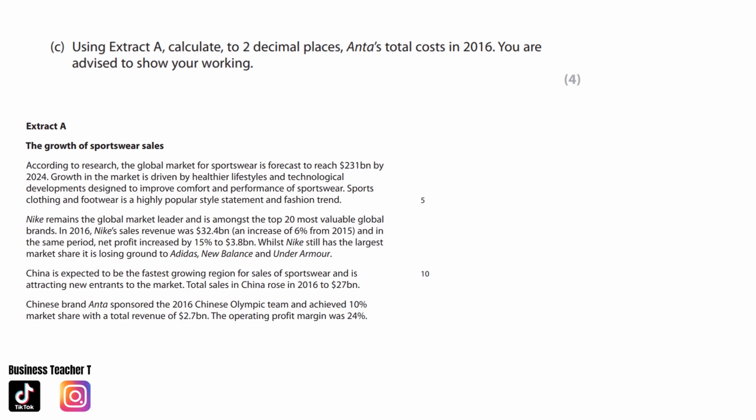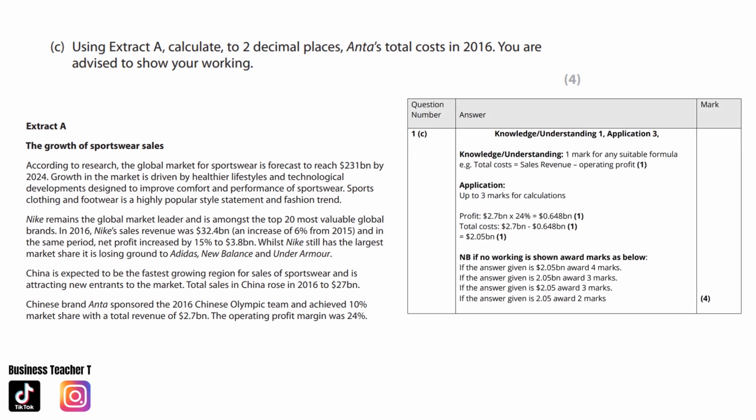China is expected to be the fastest growing region for sales of sportswear and is attracting new entrants to the market. Total sales in China rose in 2016 to $27 billion. Chinese brand ANTA sponsored the 2016 Chinese Olympic team and achieved 10% market share with a total revenue of $2.7 billion. The operating profit margin was 24%. So please now calculate the total costs. So this question is somewhat of a tricky one. Let's take a look at the mark scheme.